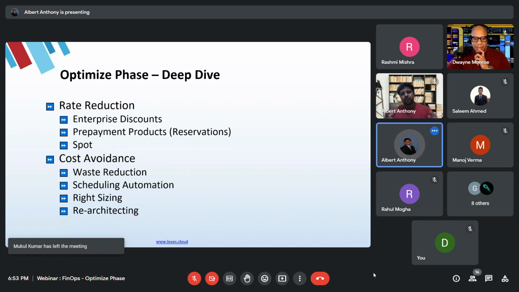Let us start with, how do you go about it? Let's say, what are some of the two or three things that you would recommend for everybody for the optimized space? How do you go about it?